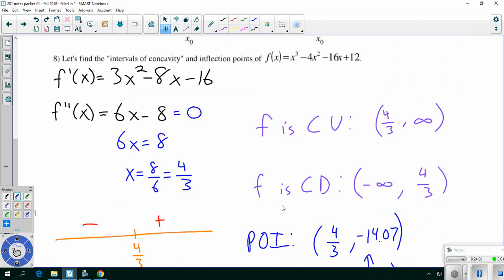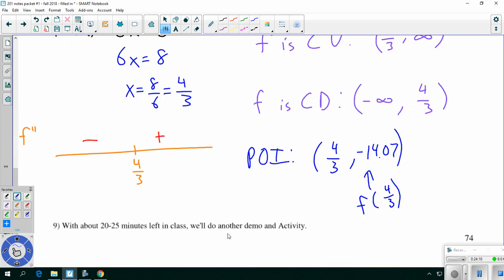Okay, so as I mentioned, there are 2 demos and 2 activities. I'll make videos for all of these things, but go ahead and start activity 1 now. And then once you finish that, come back to check out demo number 2.